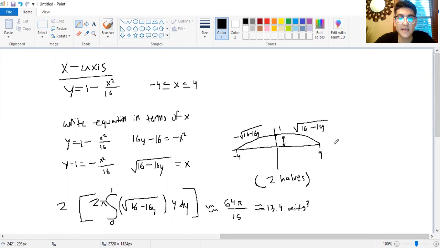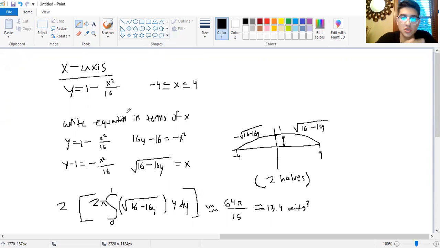Now, when I'm solving around the x-axis, this is another equation that I have. y equals 1 minus x squared over 16, and my bounds are -4 to 4. However, even though I have it in terms of y, I'm solving over the x-axis. Therefore, I have to write my equation in terms of y. So now I have y equals 1 minus x squared over 16, and I'm rewriting it.